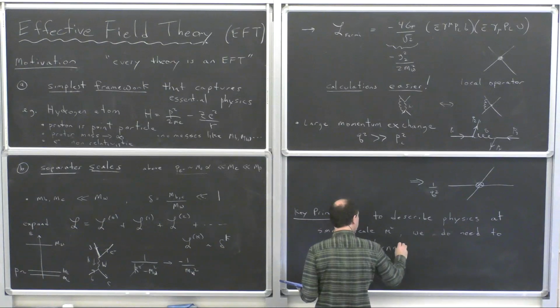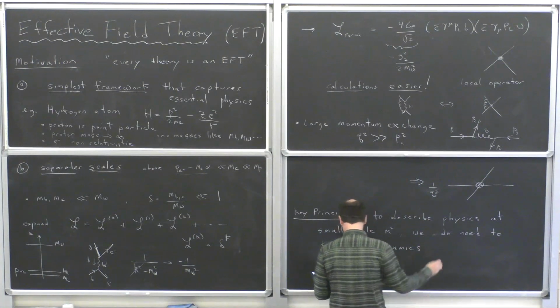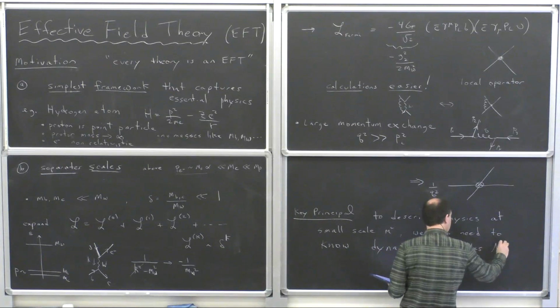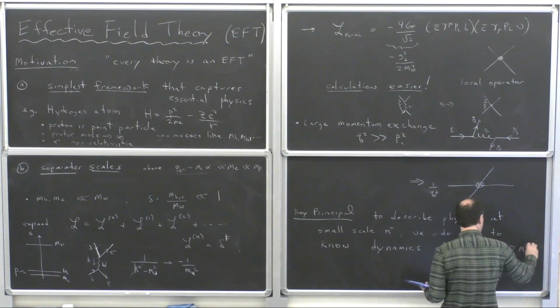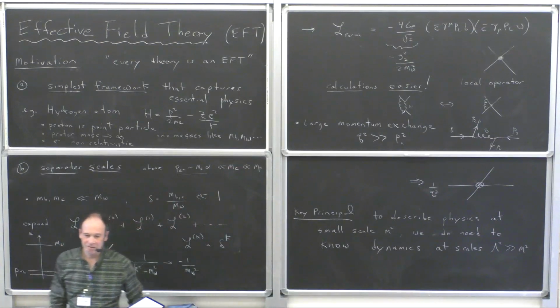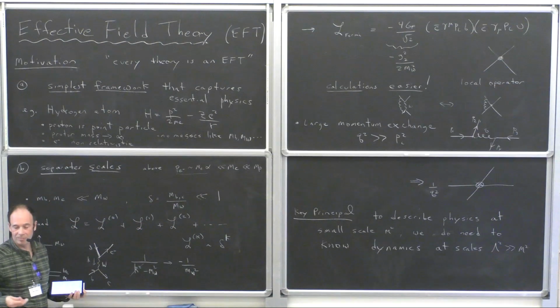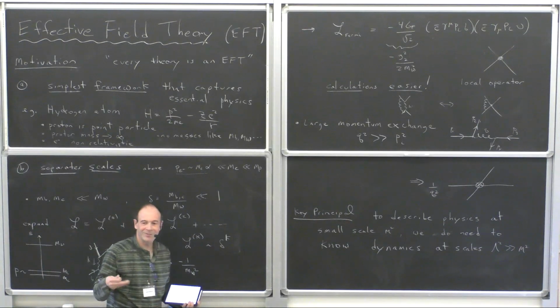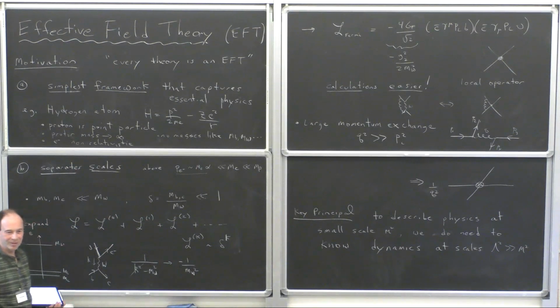In particular, we don't need to know the detailed dynamics at scales that are much bigger than this little m. And that's why Fermi was able to just write down his Hamiltonian or Lagrangian and actually make predictions without knowing about the W bosons. Okay. Of course, there's some benefits of knowing about the W bosons. We'll talk about what those benefits are. But this key principle is why we're able to use effective field theory and organize the physics in this fashion.